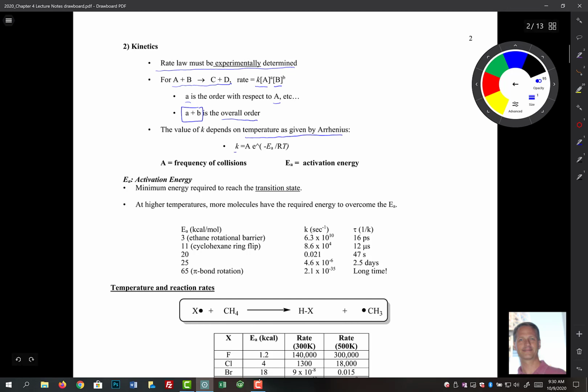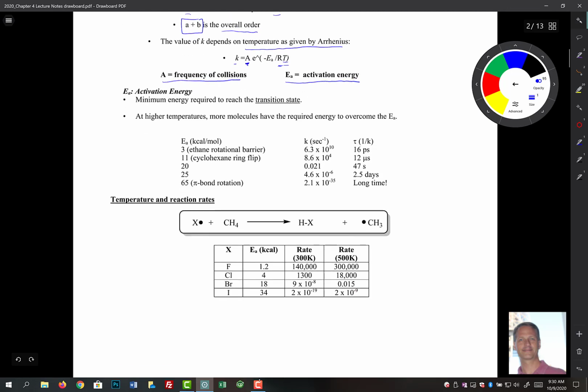So our K value here is equal to A, which is our frequency of collision, times e raised to the negative Ea divided by RT. Remember, Ea stands for activation energy, and T is temperature. Ea, if you recall, is the minimum energy required to reach the transition state.